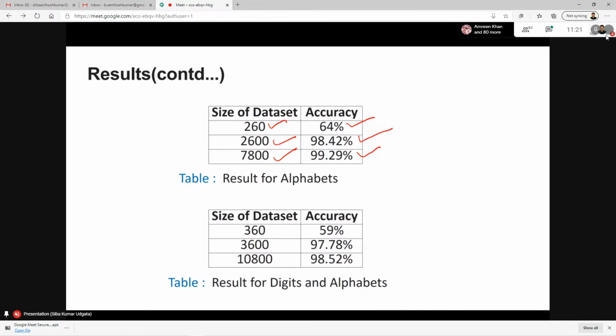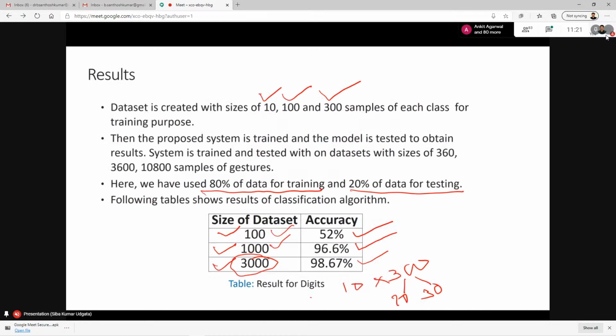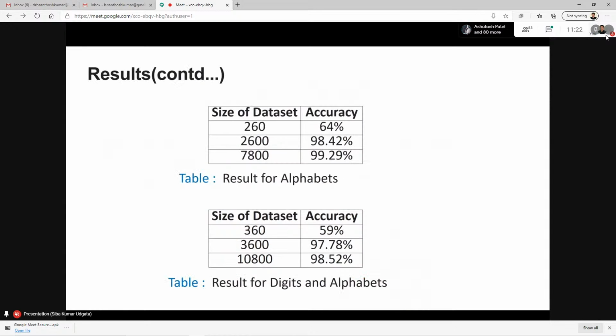That means with 99.29% you are accurately predicting which alphabet was written as a gesture. Now, why are the alphabets giving a slightly better result compared to the digits? Because there are some overlapping digits. For example, 3 and 8 is difficult. For some people 3 and 8 is confusing. These confusions make the accuracy a little less. 6 and 9 also have a confusion. But in the case of alphabets, they are actually slightly more separate.